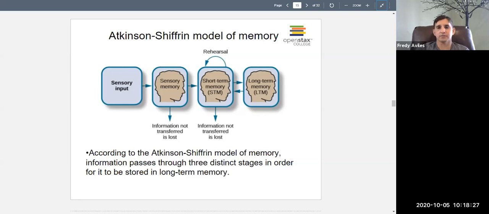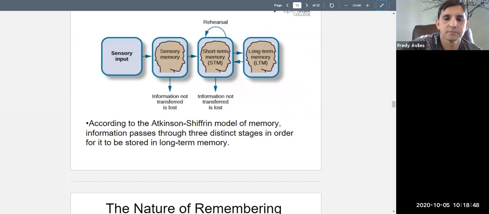It might be in a few minutes, okay? If you use the information enough, it will get into long-term memory. Things that you remember for years, maybe decades. Stuff you've rehearsed over and over again. Stuff that is meaningful to you. Stuff that's traumatic. Okay, that's the Atkinson-Shiffrin model of memory. If you understand it, you should be able to look at this flow chart and understand how it works.